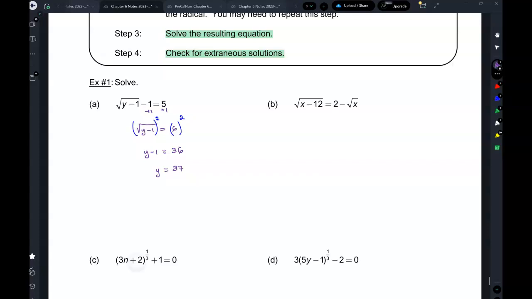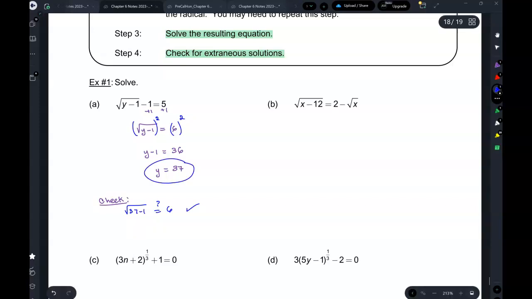And then you do want to check. To check, you have to plug your answer into either the original or the step right before you squared. If you plug it into the step after you squared, it's always going to work because you removed the problem, which was the square root. So I'm going to plug it into this step here. So the square root of 37 minus 1, is this equal to 6? And it is, so that is a solution. Okay? All right, let's do the next one.